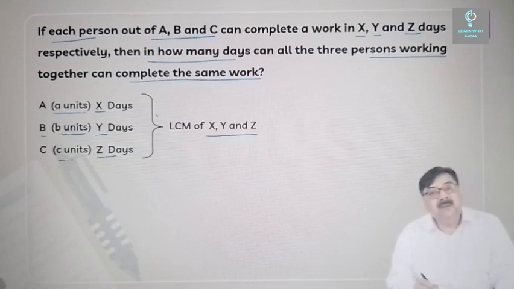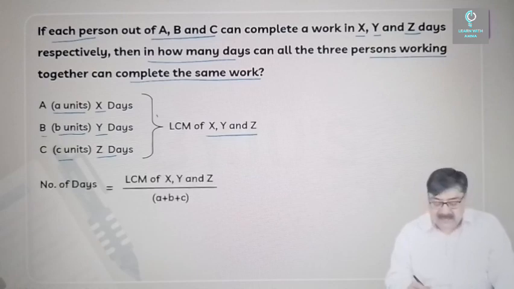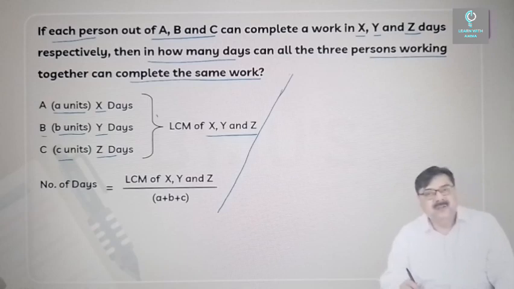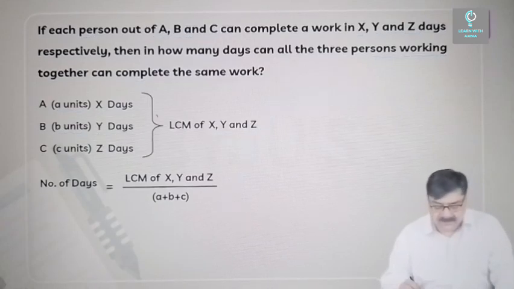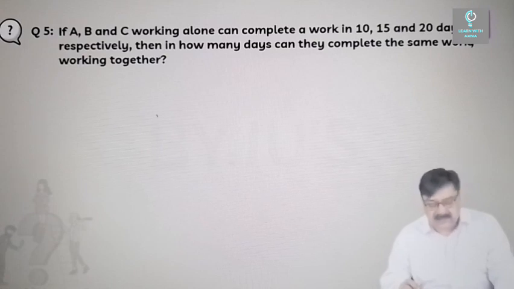So find out the LCM of X, Y and Z. And then finally, as we had discussed, LCM of X, Y, Z divided by A plus B plus C. Now what does this mean? A simple way of explaining this would be with the help of an example. Now look at this question.